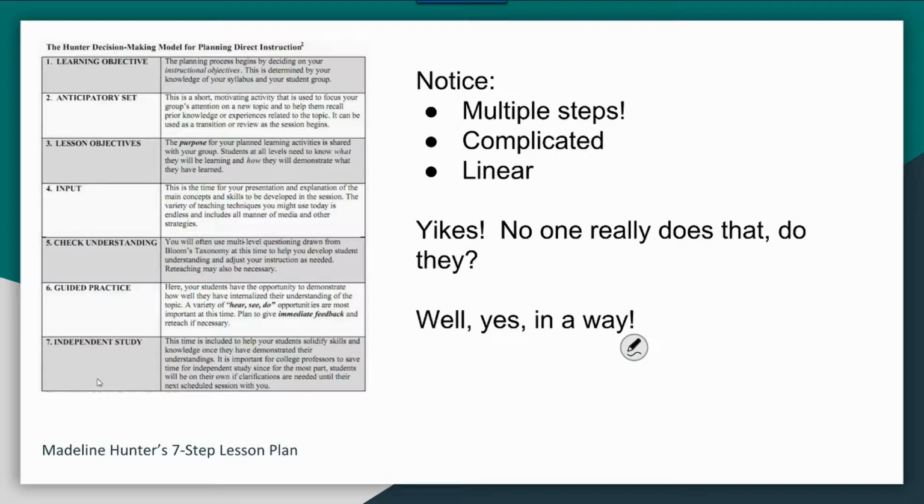Except I would mention that whether you write out a formal lesson plan, or whether you just kind of have it in your head, you do these steps. All right. So we'll not forget the steps.